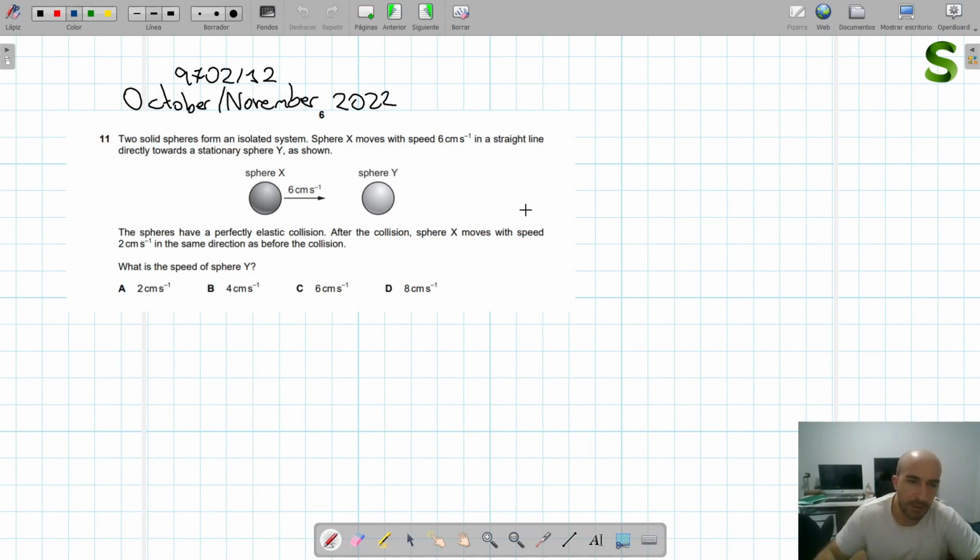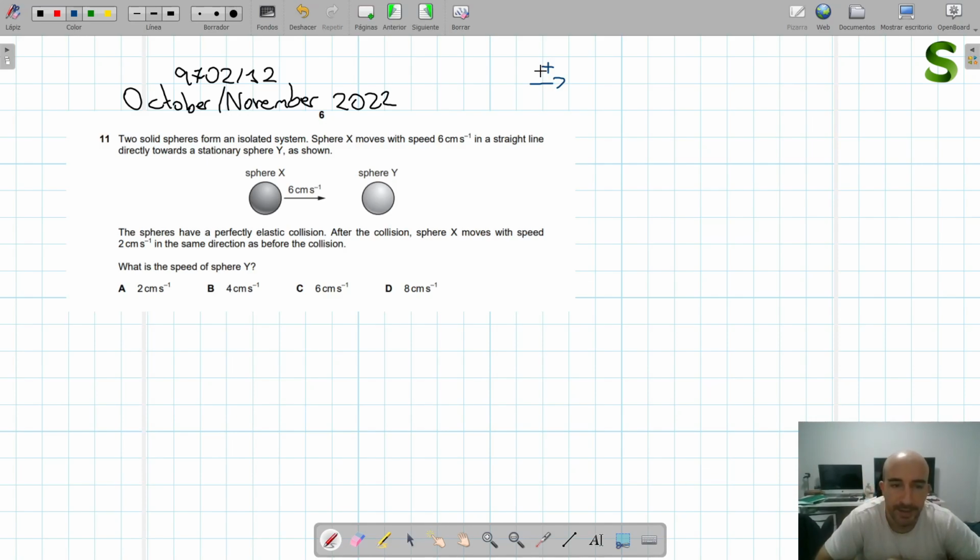Okay. So two solid spheres form an isolated system. An isolated system means it's a closed system, momentum is conserved. Sphere X moves with speed 6 centimeters per second in a straight line directly towards a stationary sphere. So sphere Y has velocity 0 as shown. The spheres have a perfectly elastic collision, so now the energy is also conserved. After the collision, sphere X moves with speed 2 centimeters per second in the same direction as before the collision. So we're going to consider the positive direction to the right.